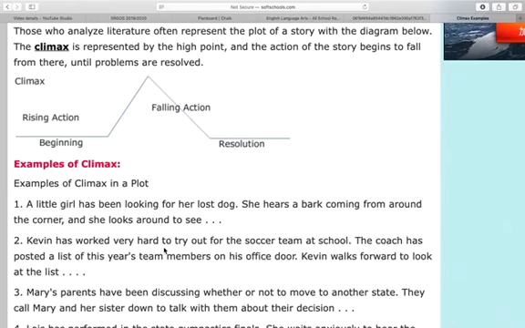Kevin has worked very hard to try out for the soccer team at school. The coach has posted a list of this year's team members on his office door. Kevin walks forward to look at the list. And what's going to happen, right? So the climax kind of leaves us like when you're at the top of a roller coaster and you're just waiting for it to drop. The climax kind of does that with us as well.